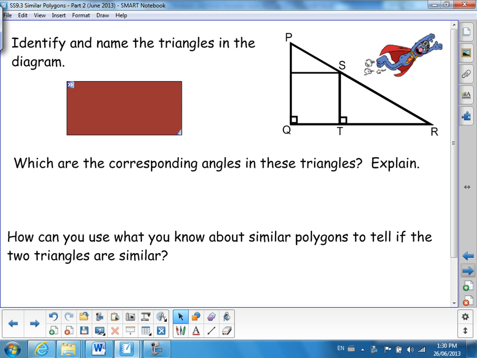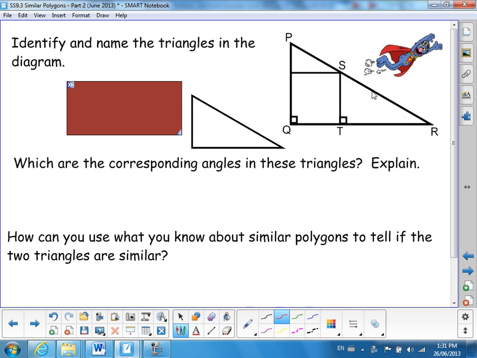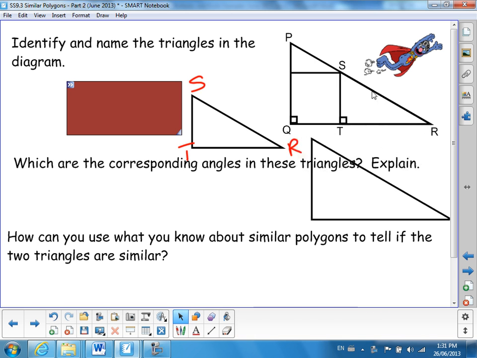Identify and name the triangles in this diagram. Okay, so we actually have two triangles in this diagram. You have a smaller triangle, STR, and you have a larger triangle, PQR.